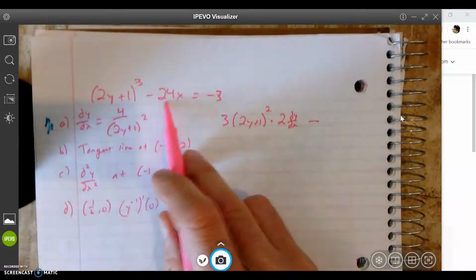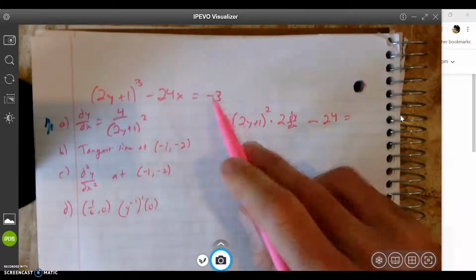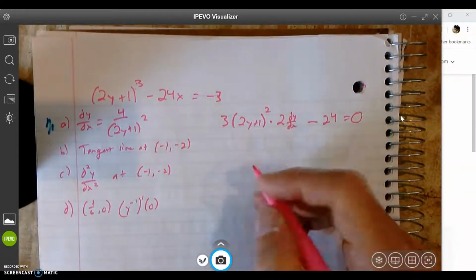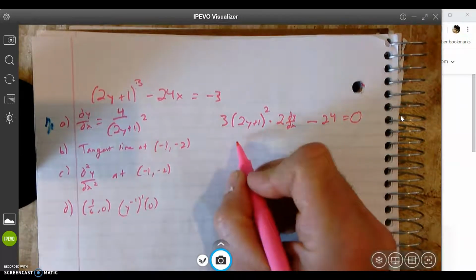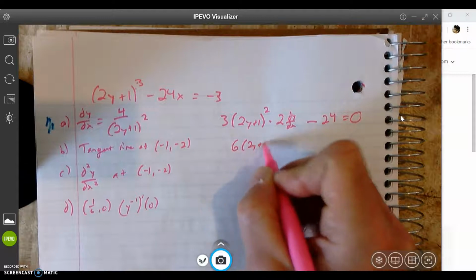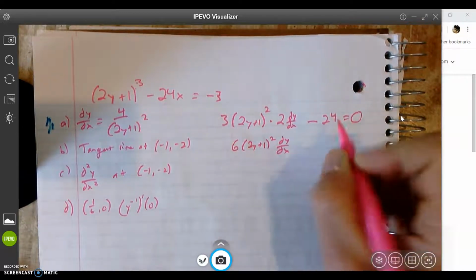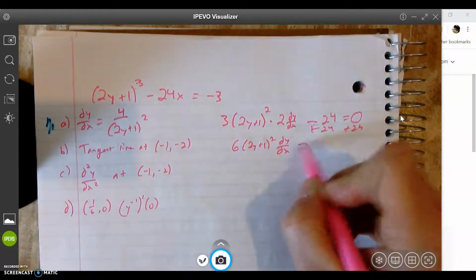Minus, what's the derivative of negative 24x? That would be negative 24. What's the derivative of negative 3? That would be 0, cool. Okay, so let's clean this up a little bit. This is like 3 times 2 is like 6, right? 6 times (2y plus 1) squared dy/dx. And this 24, I'm just going to add it to both sides right there, equals 24.